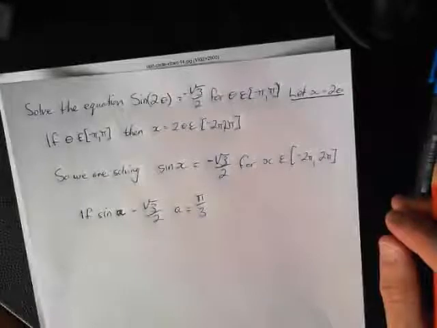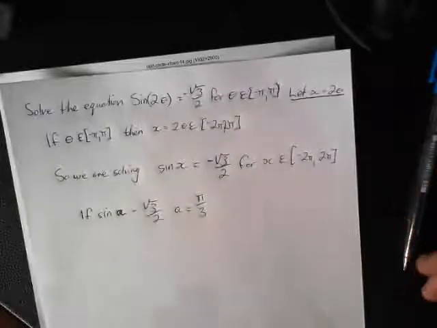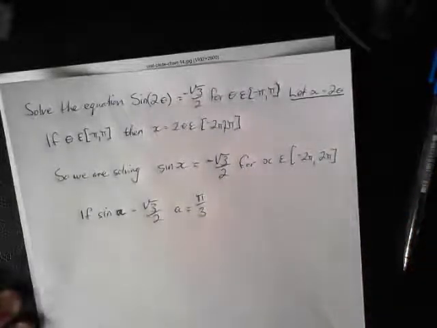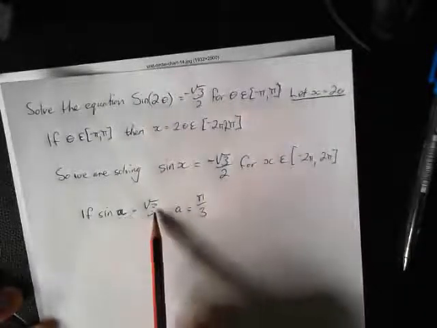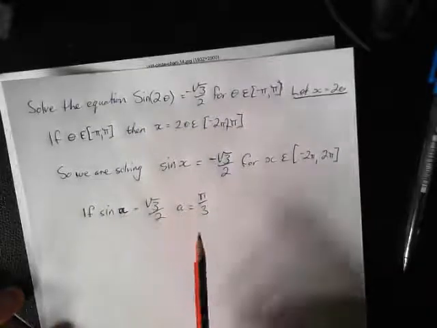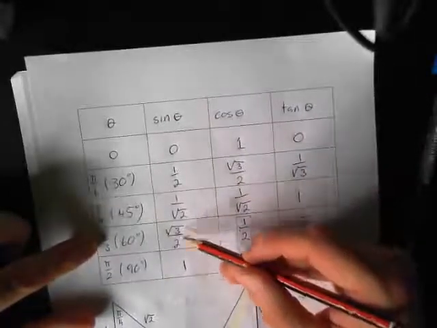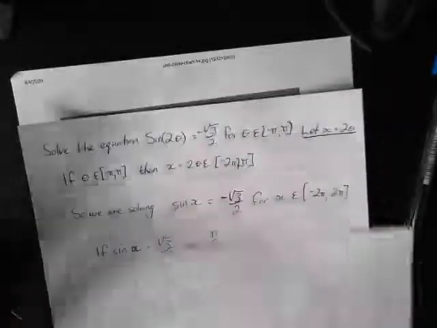This is actually the worked example in the book, but I'm going to do it a slightly different way. What I'm going to do is work with the first quadrant equivalent for a start. If the sine of a is root 3 on 2, then a is pi on 3. That's from my table here: the sine of pi on 3 is root 3 on 2. So the equivalent angle is 60 degrees or pi on 3.